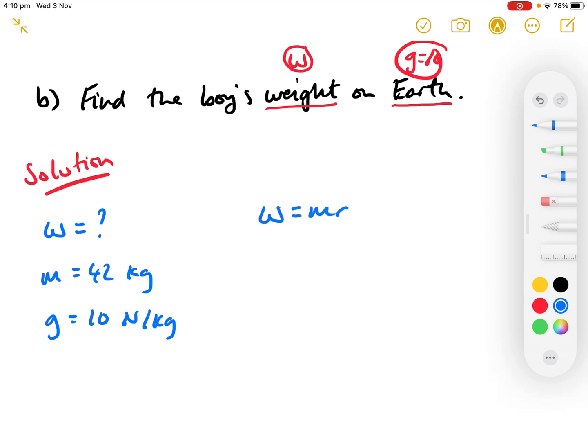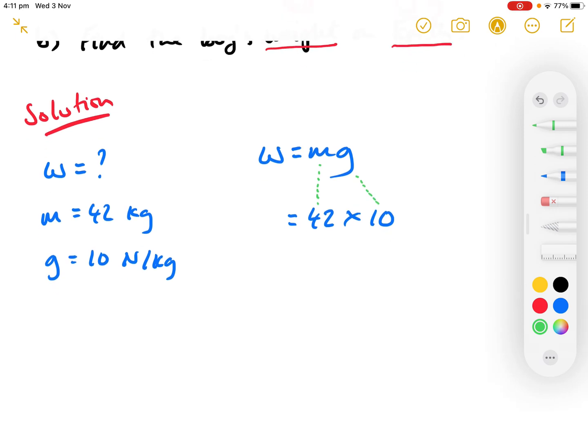The next stage is to state the equation. And you'll get the equation from the front of the exam or the test paper. I now put in my numbers. 42 is mass times 10 for g. So basically where you see the mass symbol m, you replace that with the number 42. And where you see the g symbol, you replace that with the 10 from the question. And then you use your calculator if you need it to work out 42 times 10, although you might be able to do that in your head.